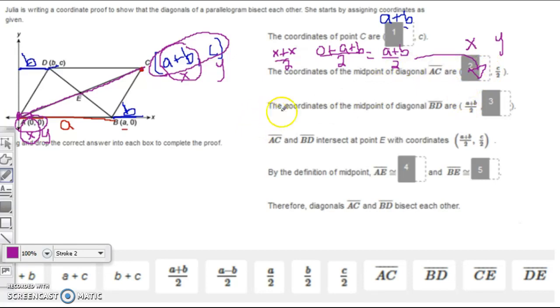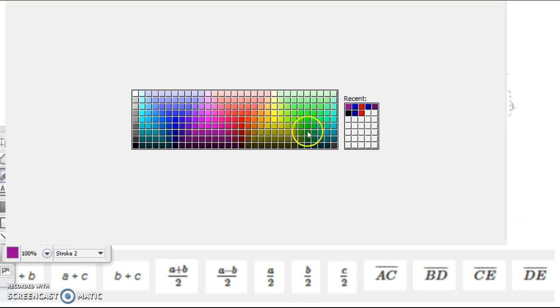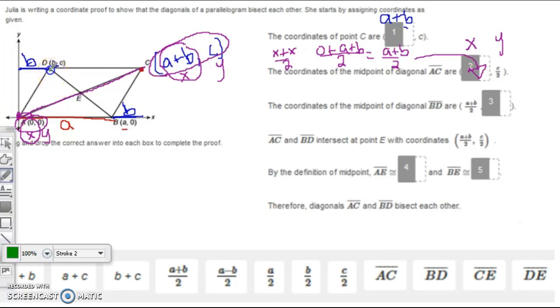All right, and then it wants us to find the coordinates of the midpoint of diagonal BD. So we're going to do the same thing. Let me pick out a different color. If I want to find the coordinates of the midpoint, again, I have to use the endpoints of the line. So I'm going to use those two coordinates. And it already gives me the x value, so all I have to do is the y portion of the midpoint formula. So I'm just going to do y plus y divided by 2. I'm going to label my y values and plug them in. C plus 0 divided by 2, which gives me C over 2.